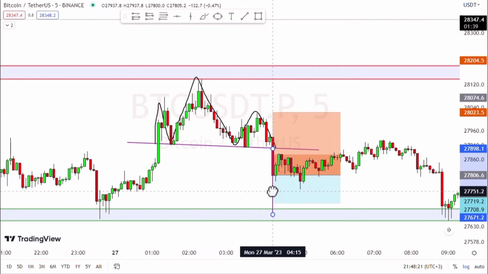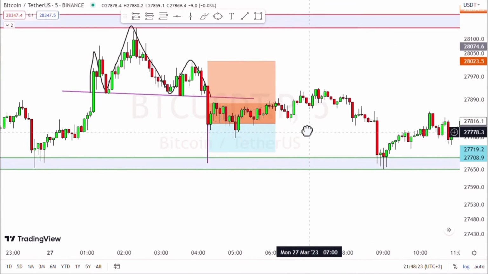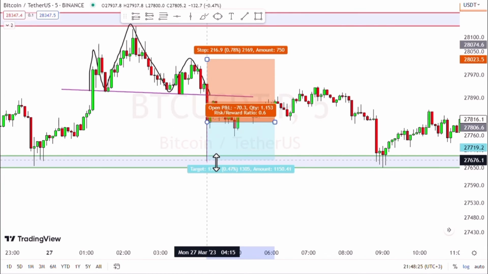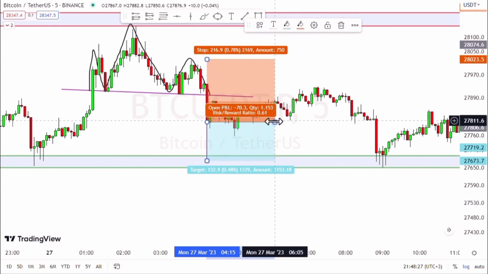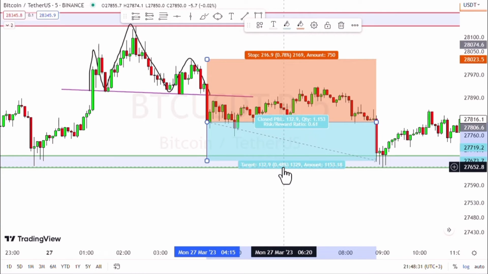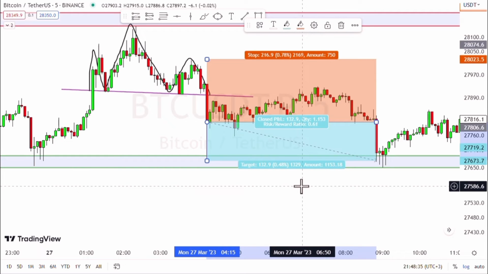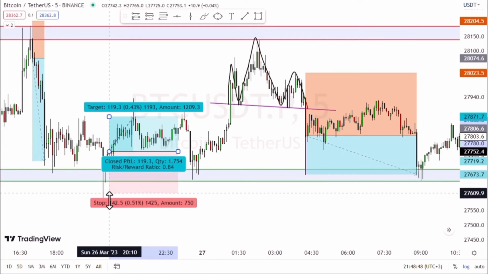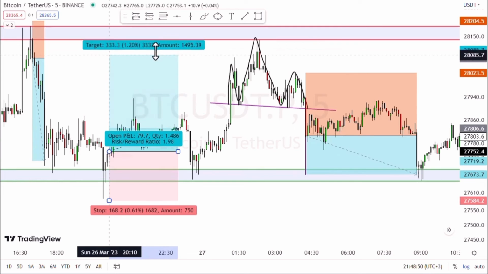Did it hit our target? Yes, it did, beautifully. So it was another almost 0.48%, let's say almost 0.5%. With 10x leverage, it was almost 5% profit. So how much profit could we make within these trades? Let me just bring back the previous trade that we took, and it was like that.